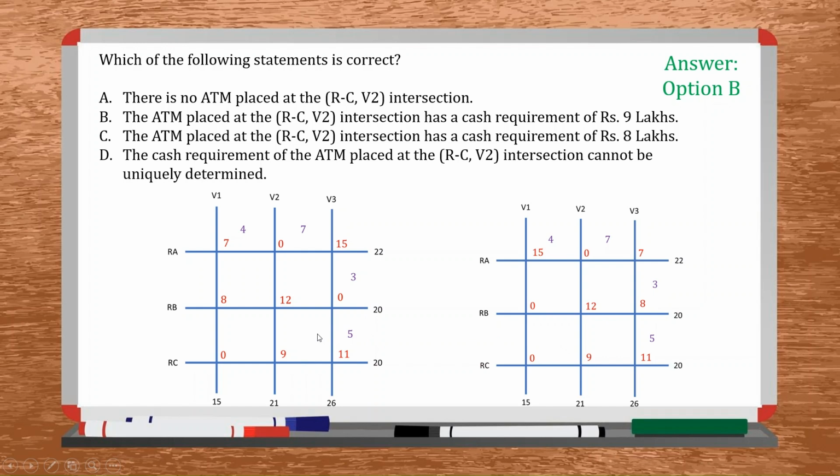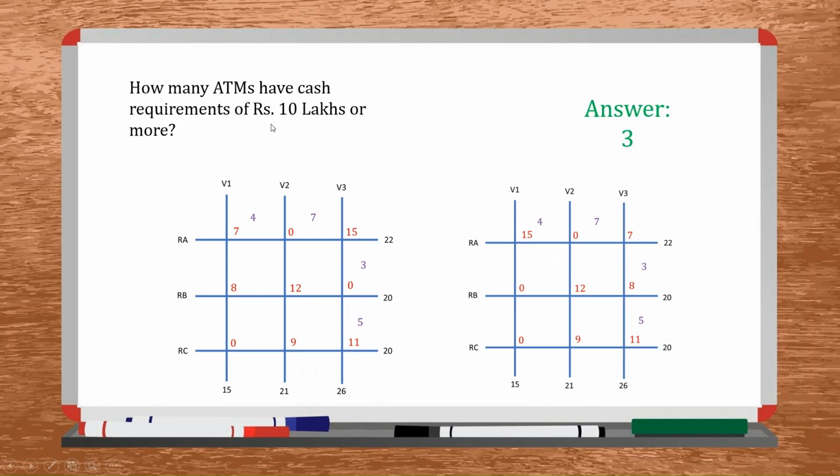Let's look at the second question. How many ATMs have cash requirements of rupees 10 lakhs or more? If we consider solution 1, there are 3 values of 10 or more: 15, 12 and 11. Also in solution 2, we have 3 values of 10 or more: 15, 12 and 11. So the answer is 3.